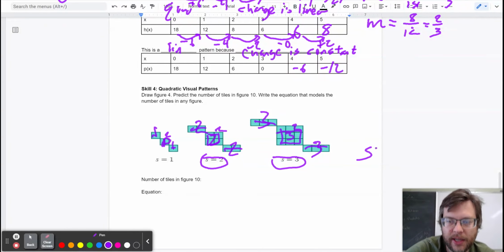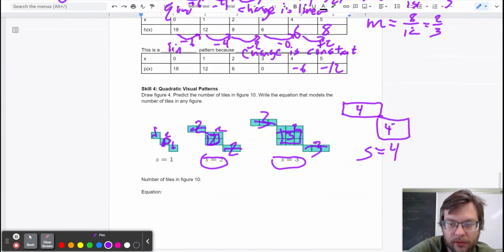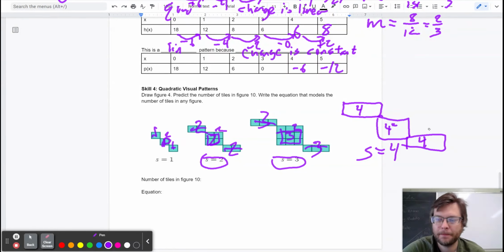So if I wanted to draw S equals 4, I would draw a rectangle that's 4 units wide. I would draw a square that's 4 squared. And I draw another rectangle that's 4 units wide. Remember that I don't need you to draw each and every box. I don't need you to worry about the boxes looking like they're the same size. I just need you to show me how you can visualize the way that the pattern is growing.